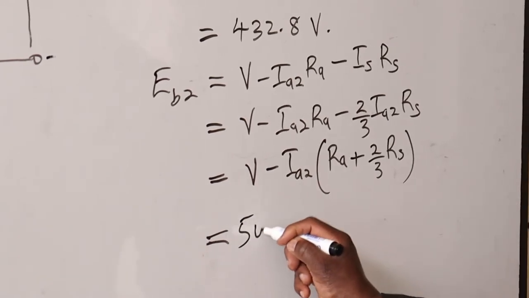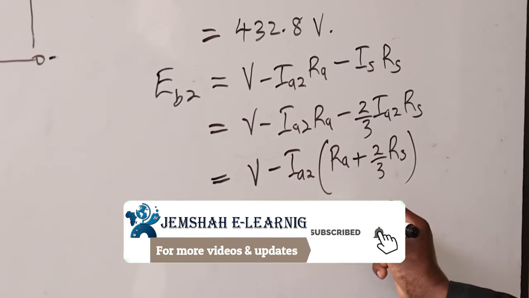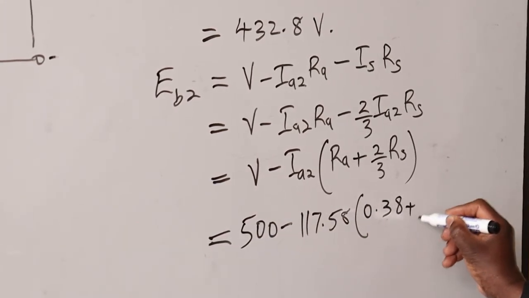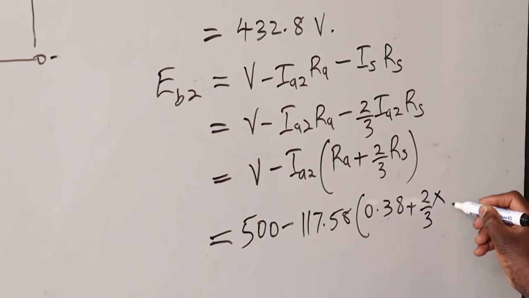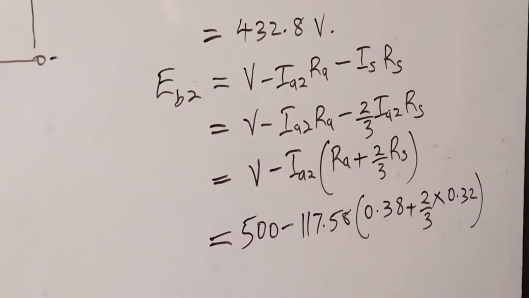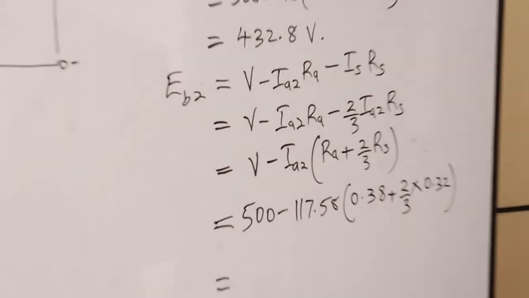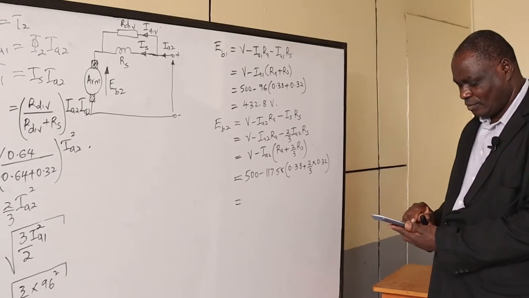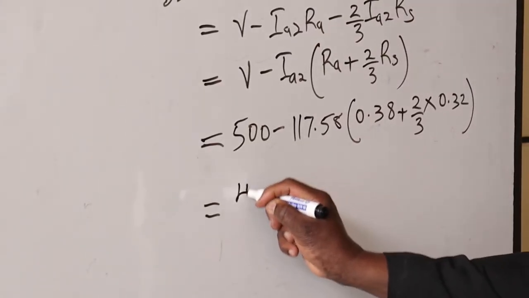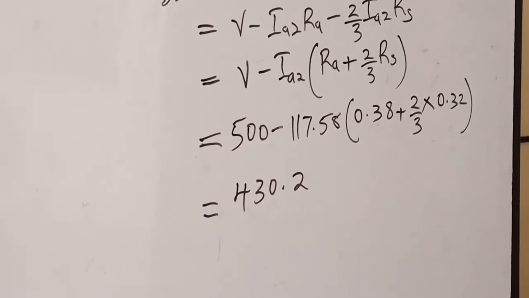Which will be 500 minus IA2 117.58 into RA, which is 0.38 plus 2/3 times RS, which is 0.32, which equals 430.24.